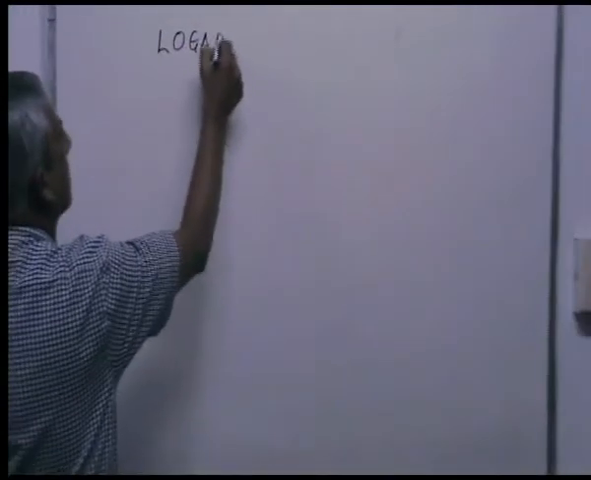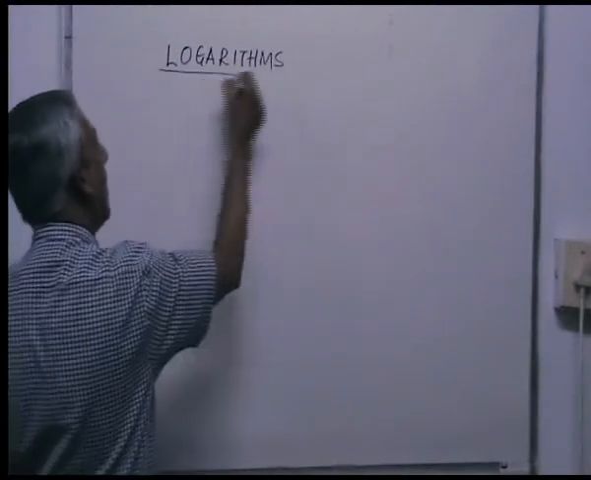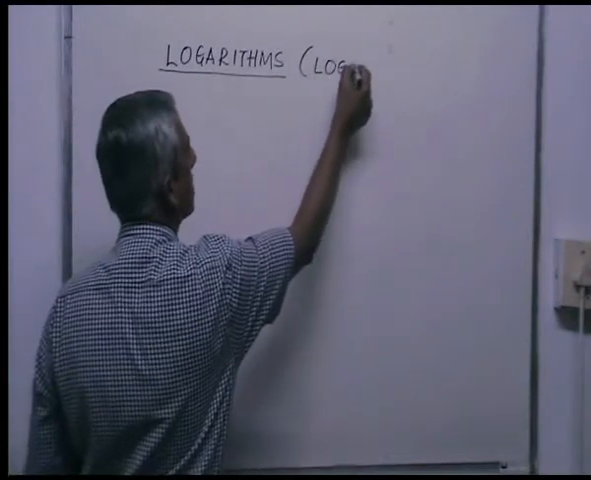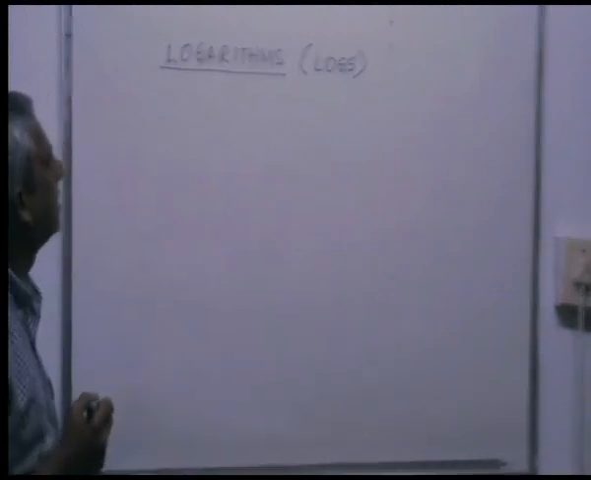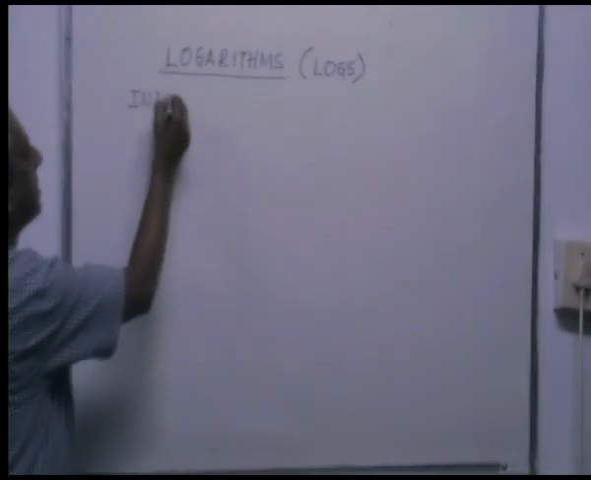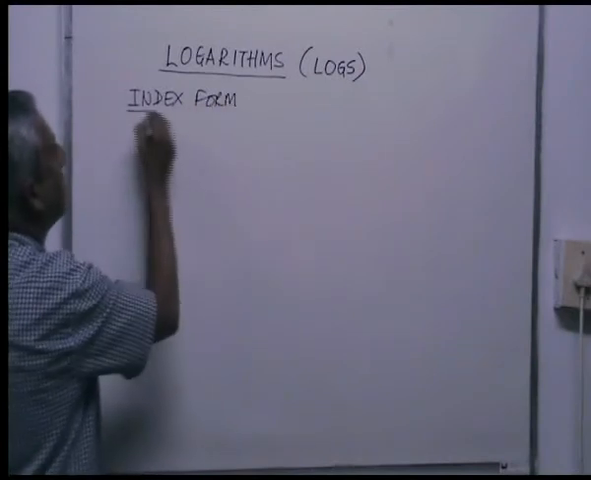So we're looking at logarithms, and in maths we just call them logs. So from now on we're just going to talk about logs. We're not going to use the word logarithms. Now first we must understand where logarithms come from. So let's look at what we call index form. It comes from writing numbers in index form.